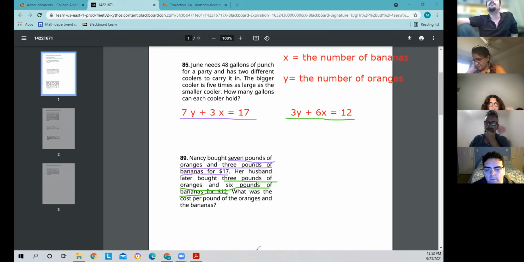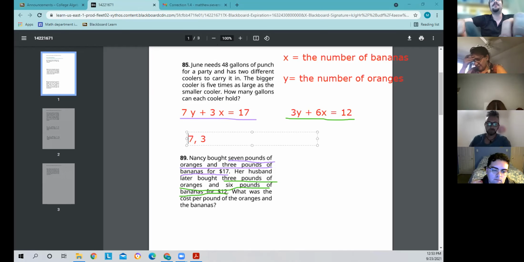I think we need to times the first one by minus 2. This one by minus 2? Is that what you're saying? Yes, minus 2 to eliminate your y. Okay, so it sounds like y'all are wanting to go the elimination route. So if I'm looking at my elimination route, I'm looking at 7y and 3y. So I'm thinking about least common multiples of 7 and 3, or do I want to do a least common multiple of my x's, 3 and 6?